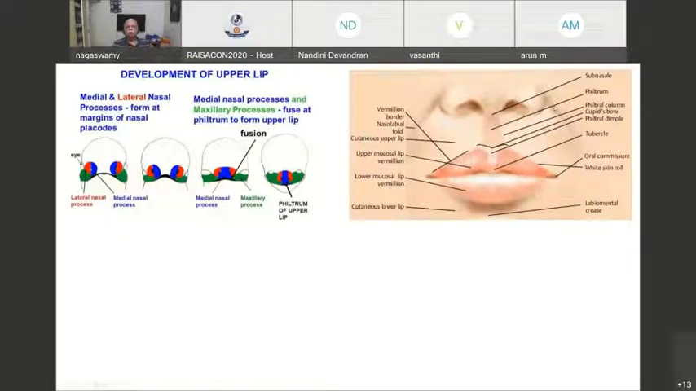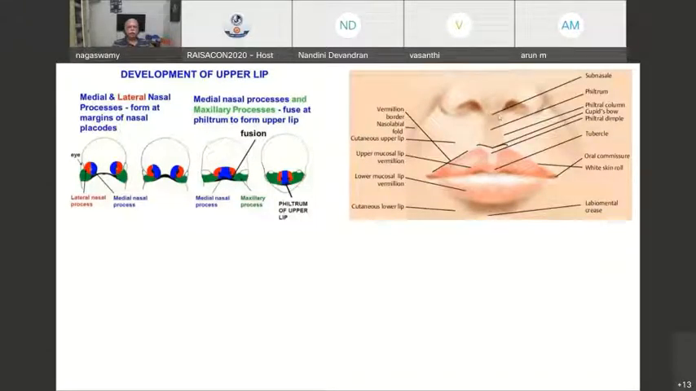Right. Okay. So this is the normal area. What is this depression all of us have? If you don't grow a mustache, you can always palpate this. This is your depression in the upper lip, which is called the philtrum.